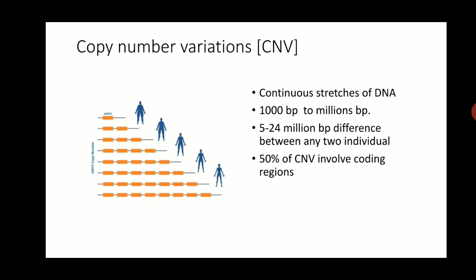These CNVs have been found to be continuous stretches in the DNA material, and they can vary from 1000 base pairs to million base pairs. In any two given individuals, on average a 5 to 24 million base pair difference in copy number variations can be seen. More importantly, the CNVs can occur within the coding regions, thereby altering the protein morphology and the protein functionality.